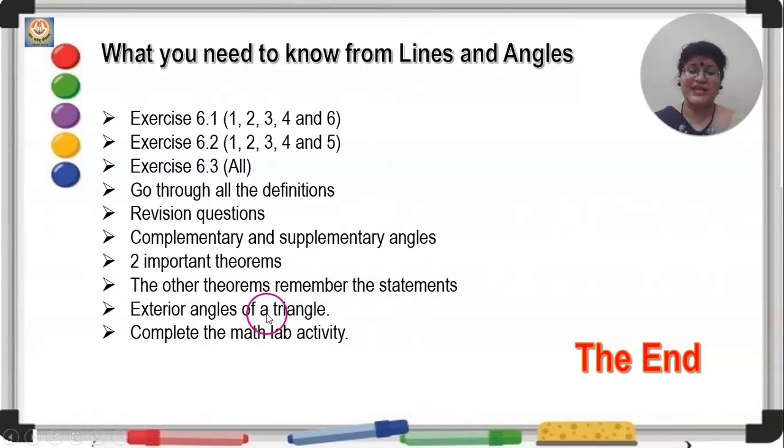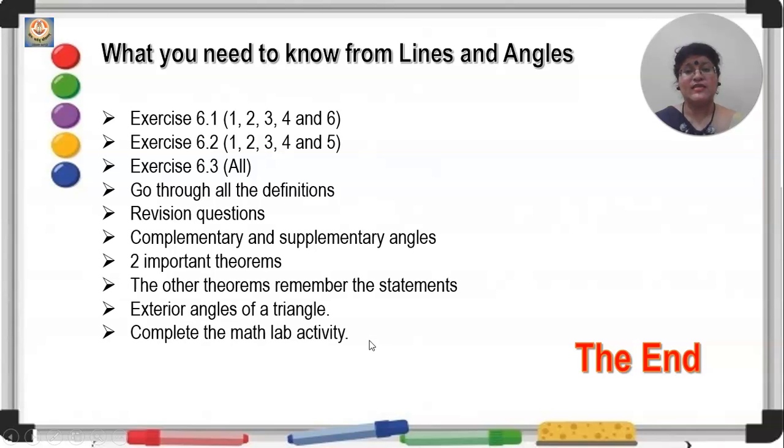Then you need to know what is an exterior angle of a triangle. How many exterior angles does a triangle have? Every triangle has 6 exterior angles. Okay, remember to identify those exterior angles. Then you also have the remote interior angle theorem, that is, the exterior angle is equal to the sum of the opposite interior angles. And then finally, I want you to complete the MATLAB activity. So those who have not done it, please complete the MATLAB activity on angle sum property of a triangle.